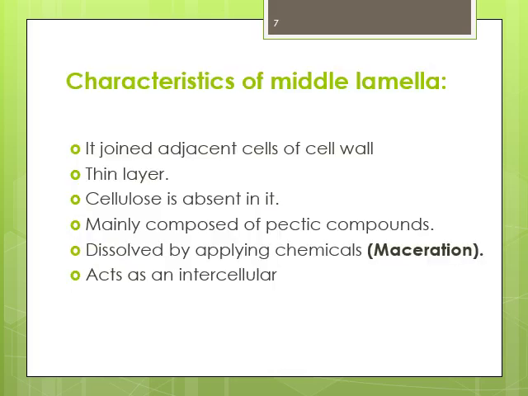So now we discuss the characteristics of middle lamella. As you know, each cell has its own cell wall in the case of a plant cell. The cell walls of adjacent cells are joined by a specific layer that we call middle lamella. Middle lamella is a thin layer, and cellulose is absent in it. It is mainly composed of a specific substance, that is pectin.